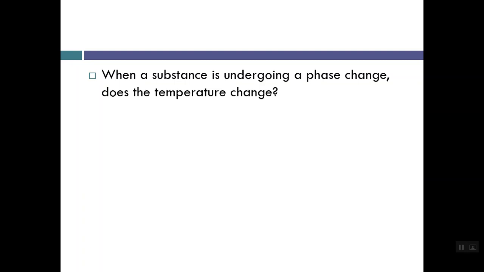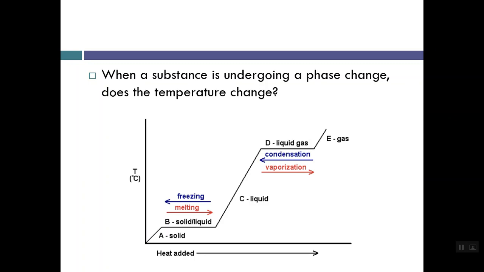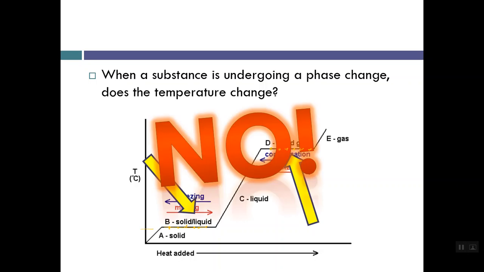All right, so when a substance is undergoing a phase change, does the temperature change? If you look here, you can see that when you're changing the phases, the temperature is staying the same. When I'm changing from a liquid to a gas or a gas to a liquid, I've got a horizontal line. There's no slope, so that means there's zero temperature change. So no, it does not have a temperature change.